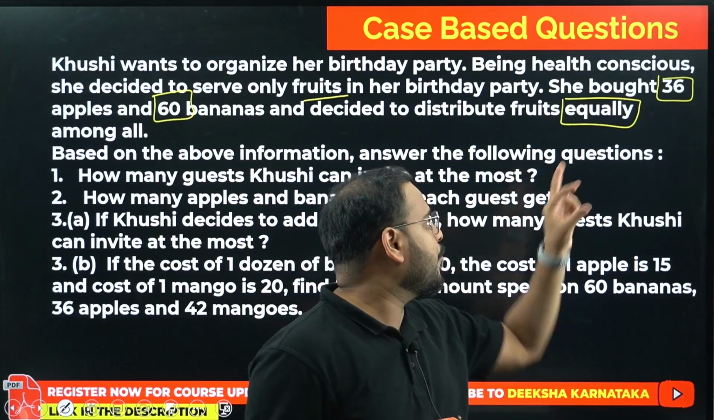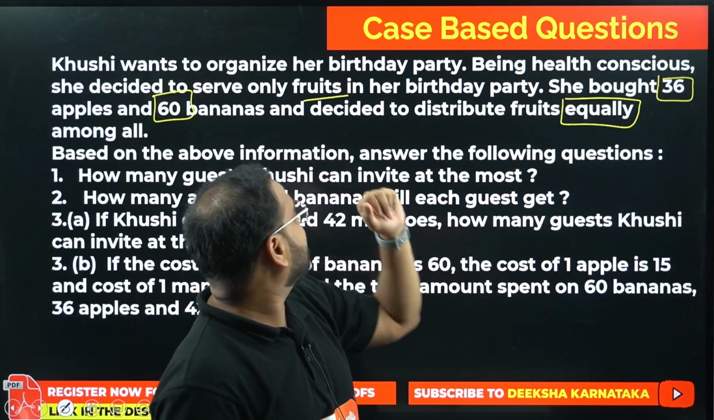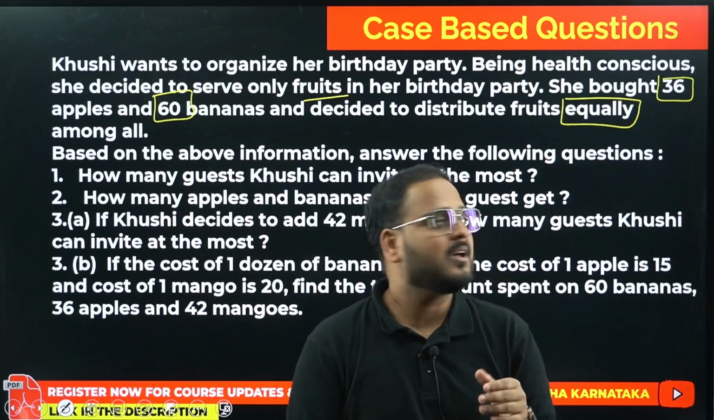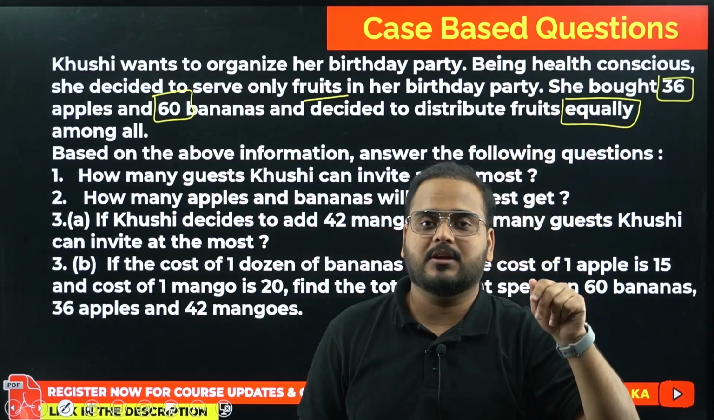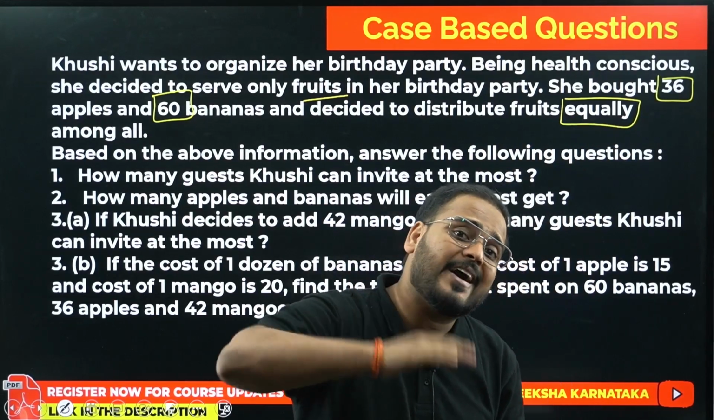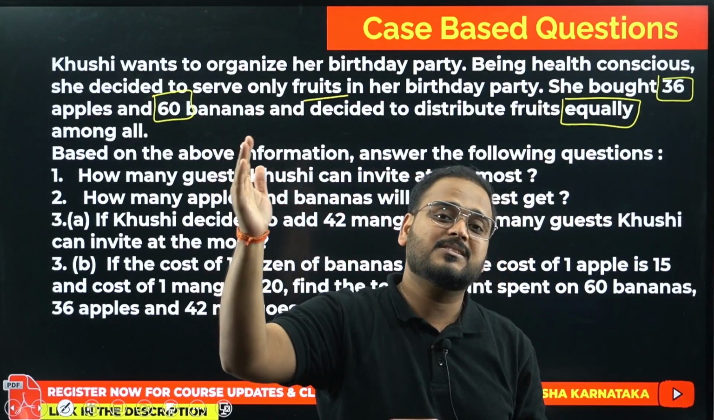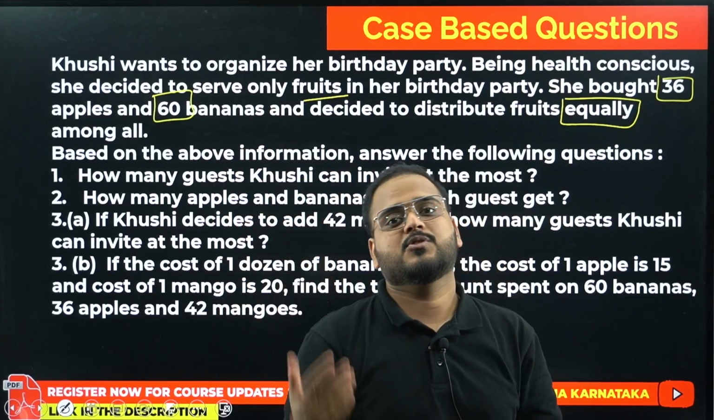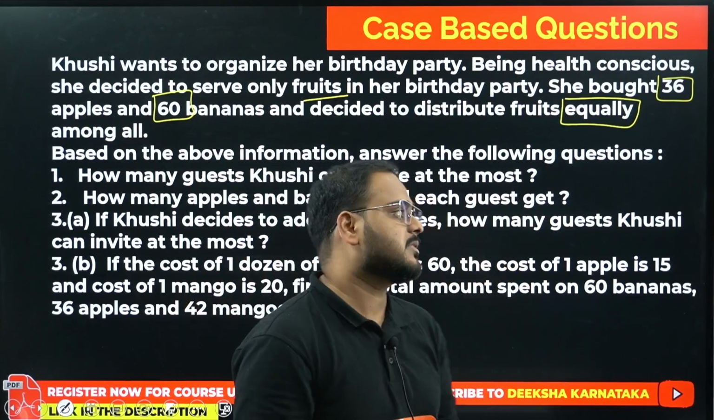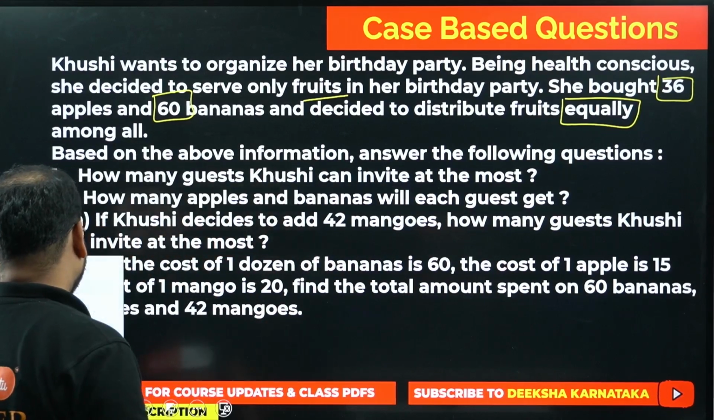For that, both the apples and bananas should be divided equally. Let's say I have 10 guests. If I have 10, I can divide both of them equally. I should not have any leftovers. So I have to figure out a number which should divide both the numbers, and that number should be maximum. So what is that number? HCF. So we are looking to find the HCF of the given two numbers. Let's see. I'll solve it over here.